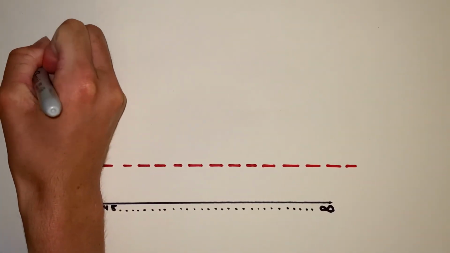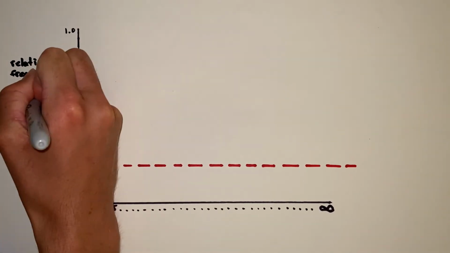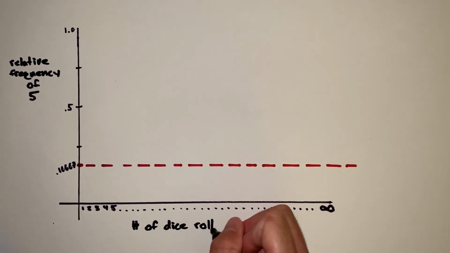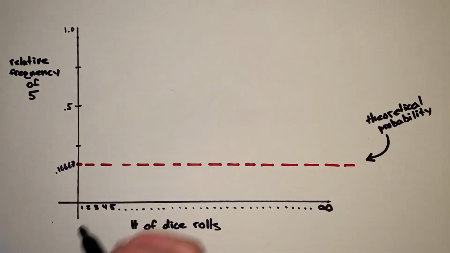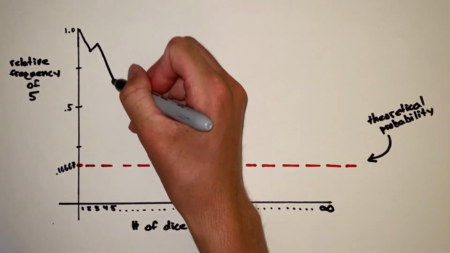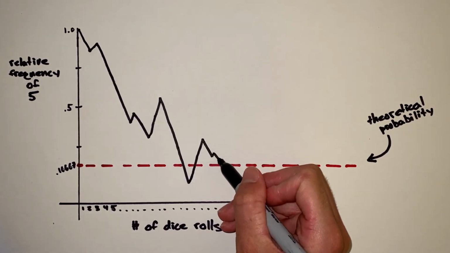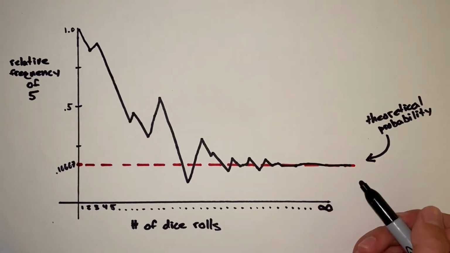One way to approach this question is through frequentism, which relies on the concept of long-term relative frequency. In our case, this means that as our number of dice rolls approaches infinity, our relative frequency, that is the proportion of 5s out of the total number of rolls, will approach around 16.7%.